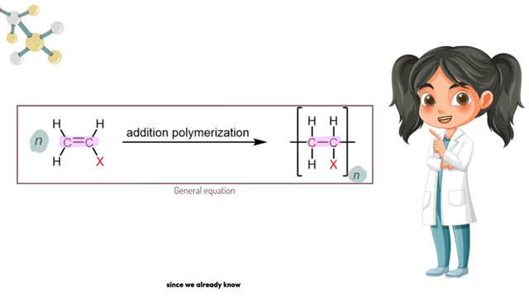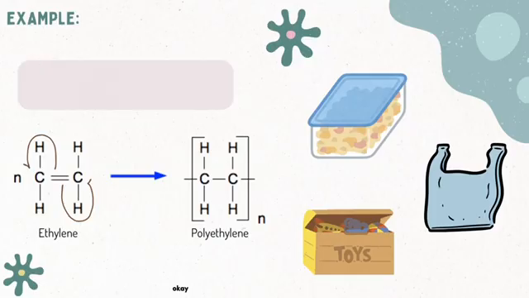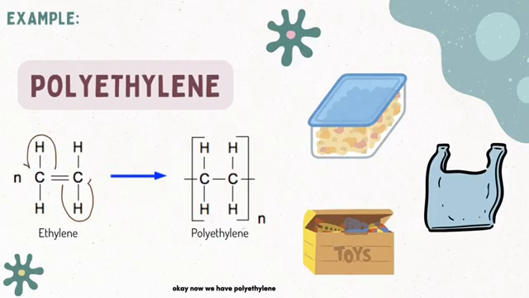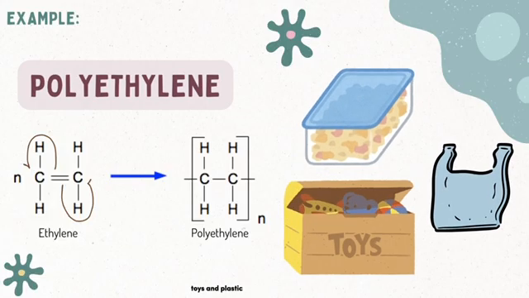Since we already know the general equation, let's look into a few examples. Okay, now we have polyethylene. The monomer is ethylene, which is CH2 double bond CH2. One electron will move to each of the carbons, forming polyethylene, which consists only of single bonds around carbon. This polymer is used to make containers, toys, and plastic bags.